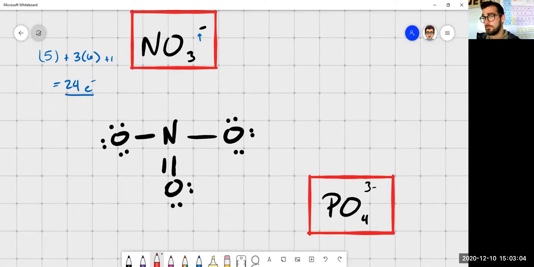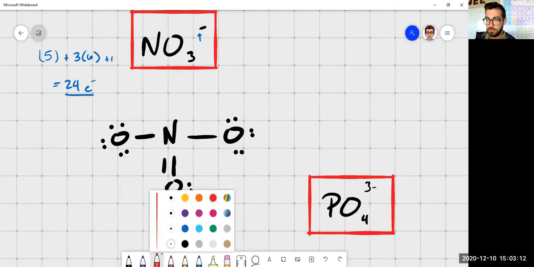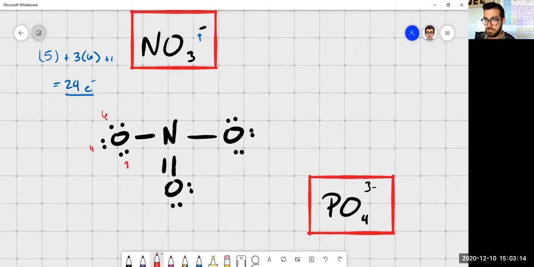Now, does everything follow the octet? Does everything have 8 electrons that are bonding with it or are a lone pair on it? Let's see. We've got 2, 4, 6, 8 for that oxygen. Great. 1, 2, 3, 4 bonds on nitrogen, which means each bond has 2 electrons. So we have 8 on nitrogen, 8 here and 8 here because you get 2, 4, 6, 8 right there. So you do see that we have full octets everywhere.